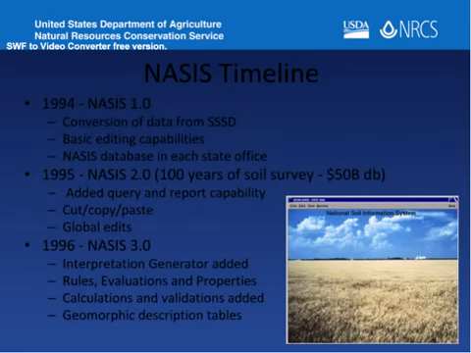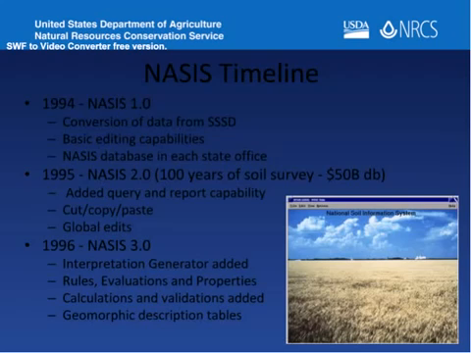In 1994 we came out with NASIS 1, and this was the conversion of the data from 3SD into NASIS. We had very limited and basic editing capabilities, and we had a NASIS database in each one of the state offices. And this began the annual release cycle of NASIS, in which we were planning every year to have more and more tools available to us. And so we basically separated out a lot of the information from the user interface from the underlying database software. So we had 2 different systems. We had the Informix database and we had the Unix user interface.